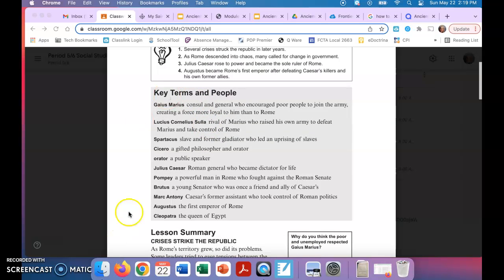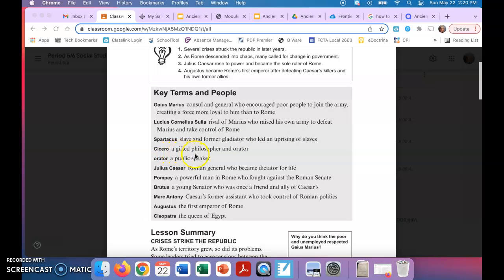Key terms and people. Gaius Marius, he was a consul and general who encouraged poor people to join the army, creating a force more loyal to him than to Rome. Lucius Cornelius Sulla, he's a rival of Marius who raised his own army to defeat Marius and take control of Rome. Spartacus, he was a slave and former gladiator who led an uprising of slaves.